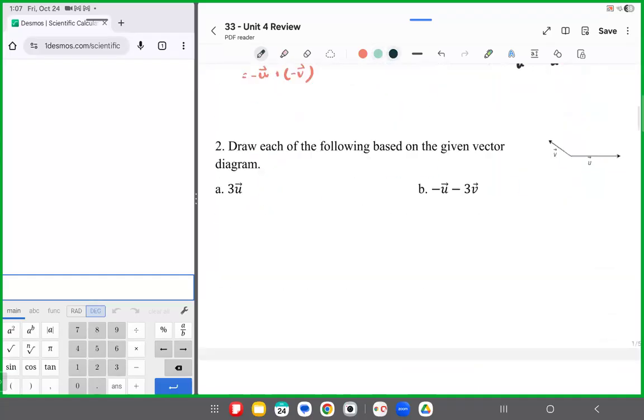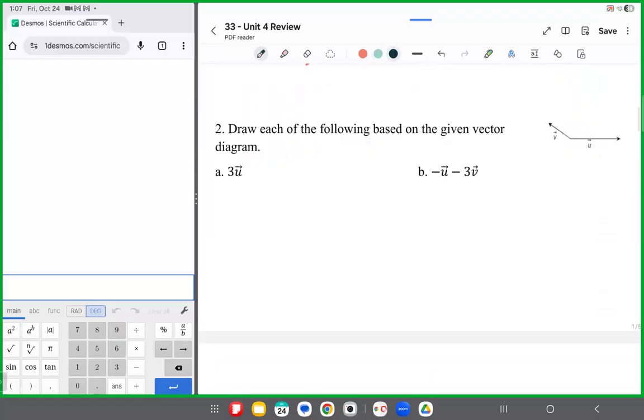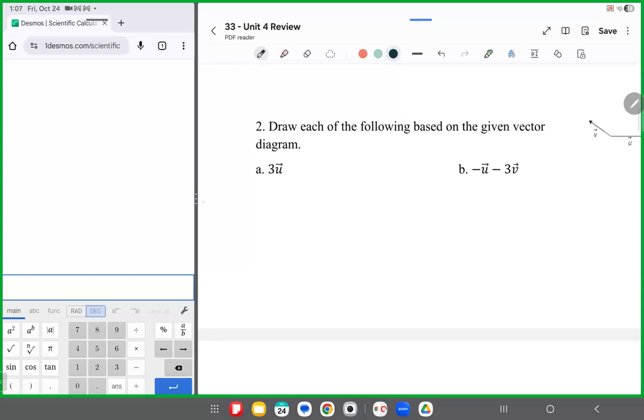Okay, so number two, sorry. Draw each of the following based on the given vector diagram. So here we have a vector V and a vector U. And for the first one here, they want us to draw three vector U's. Okay, pretty straightforward. All we need to do is to have three vector U's lined up head to tail. So this will be one vector U, two vector U's, and three vector U's. So we can label this as such.